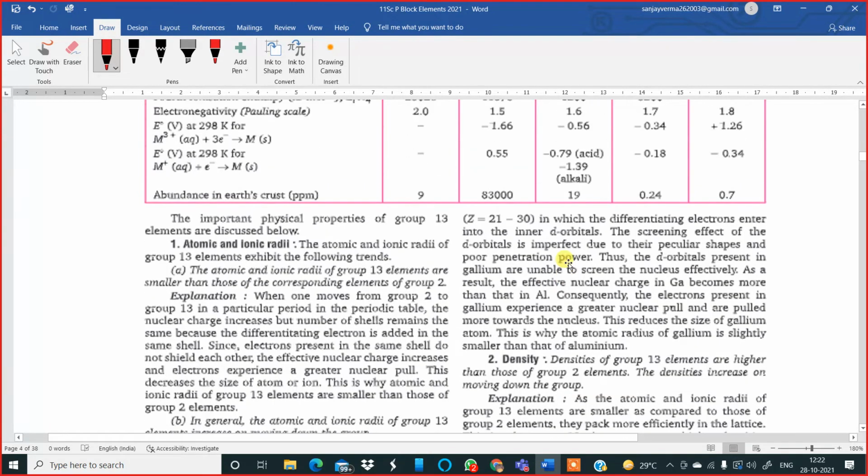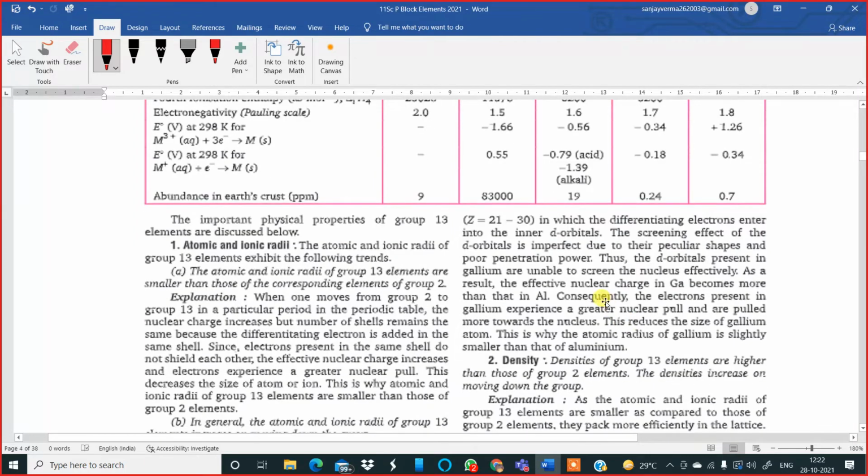Now, the explanation is mentioned over here. Because of the differentiating electrons entering into the d orbitals, the screening effect of the d orbitals is imperfect due to their peculiar shapes and poor penetration power. Thus, the d orbitals present in gallium are unable to screen the nucleus effectively. They are poorer in blocking the effect of the nucleus on the outermost electrons. That is why in gallium the valence electrons are held strongly by the nucleus, which makes the size of the gallium atom or ion smaller. So read this carefully.